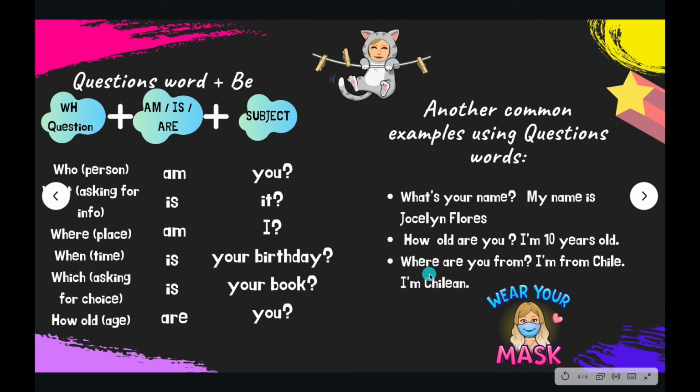Then we have a very common question, but I think that you already knew that because it was in the test. Where are you from? I'm from Chile. I'm Chilean. Okay, where are you from? ¿De dónde eres? Okay, remember always to wear your mask. It's very important because we are in this pandemic of COVID. So, take care a lot.